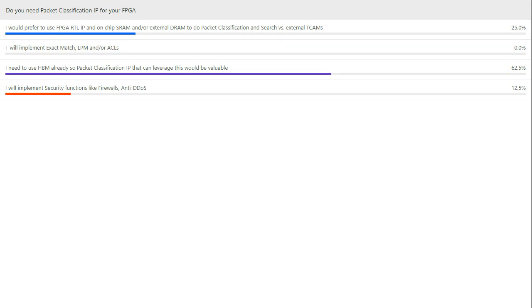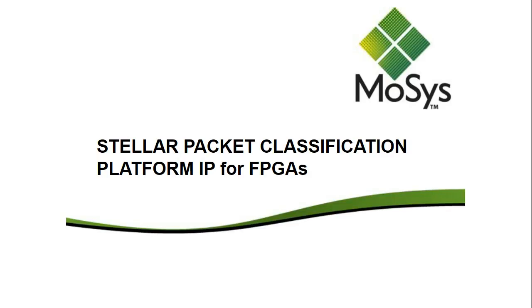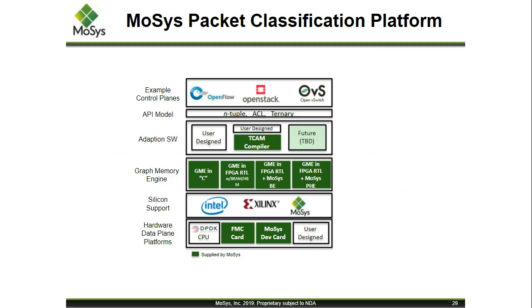I'm going to step up the pace here a little bit because we're running low on time, and I know we want to get to some questions. The Stellar Packet IP classification is the packet classification software. This is an IP offering now. This is not a device that's offered from MoSys, but it is IP. We directly wanted to go after TCAMs and that kind of functionality of ACLs and LPMs.